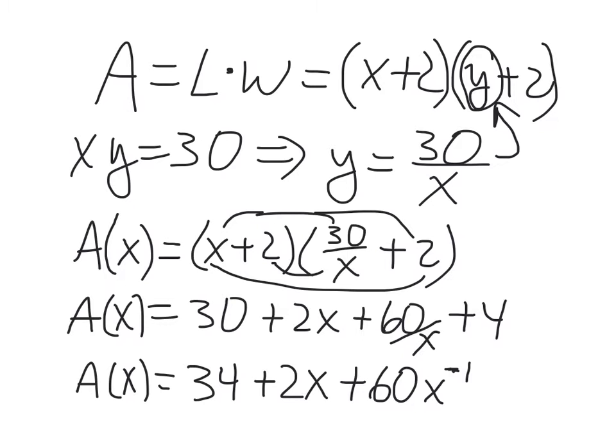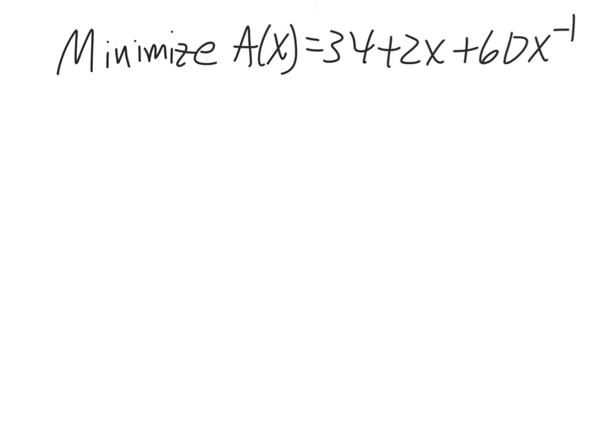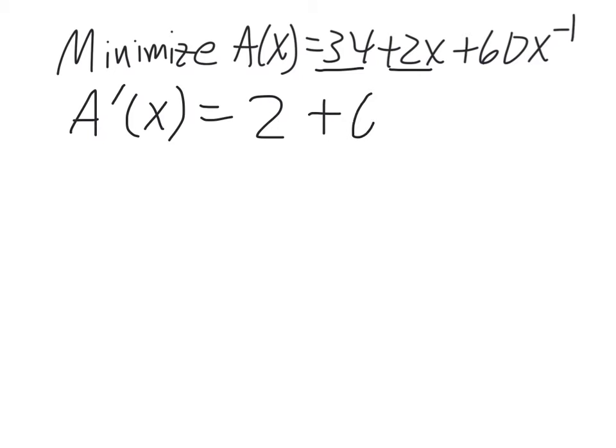And how do we minimize a function? We minimize this function by taking the derivative of it, and in this case that would be what? Okay, that'll be 0, derivative of 2x, and then derivative of 60x to the negative 1, negative 1 x to the negative 2.